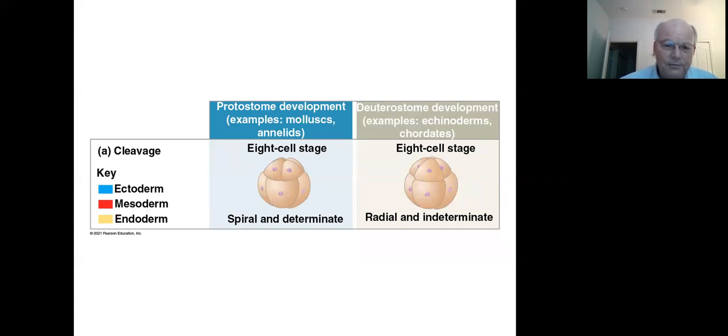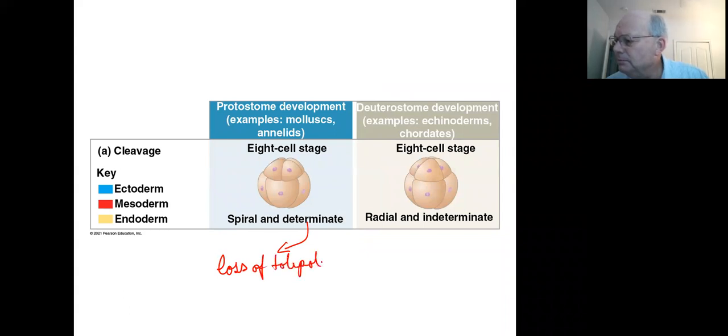The notion of determinate cell division means that for many of the clades that follow the protostome developmental pathway, as the blastomeres start to form, starting with the first cleavage, the resulting blastomeres lose the ability to become any part of the developing embryo. In other words, they lose their potency. So determinate means loss of totipotency in the resulting blastomeres.